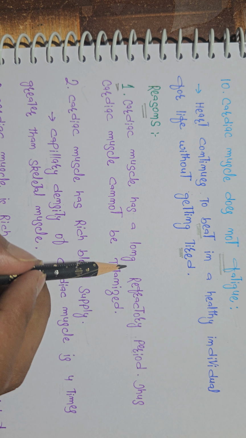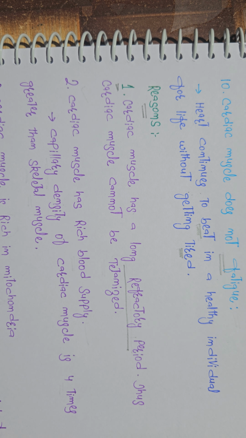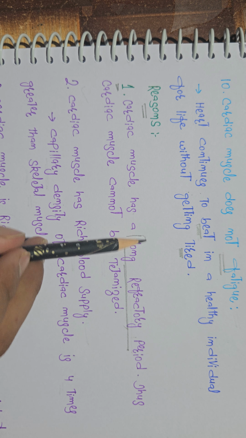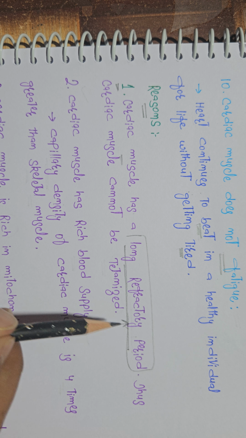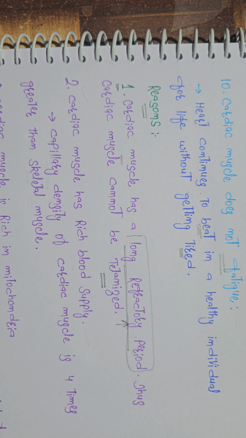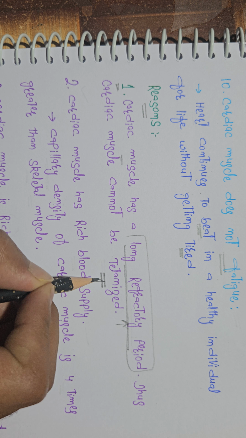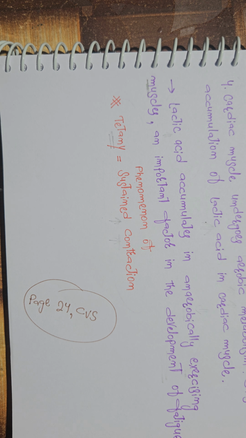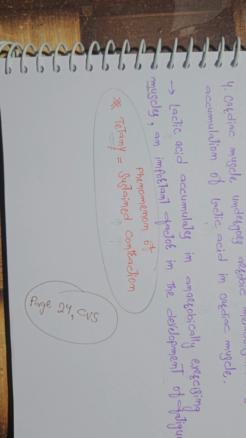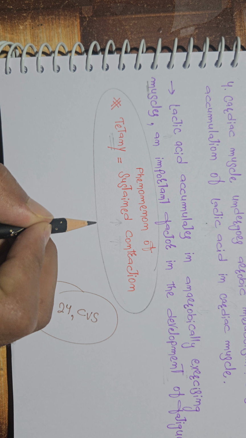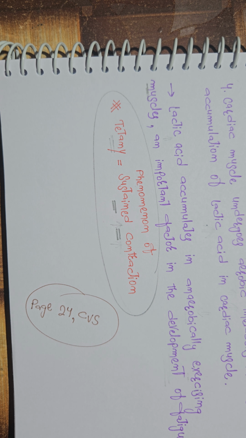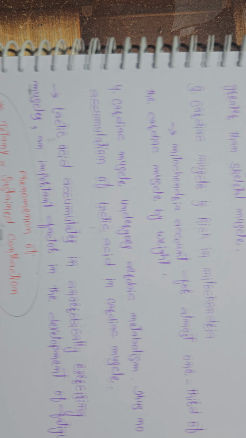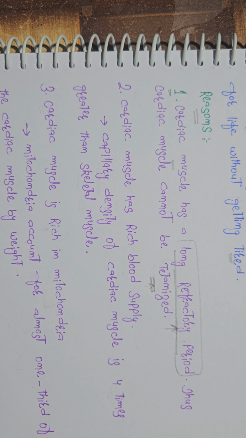Reason number one is that cardiac muscle has a long refractory period. I taught you what this long refractory period is. So due to this long refractory period, cardiac muscle does not fatigue. Due to this long refractory period, cardiac muscle cannot be tetanized. Now what does tetanized mean? Tetanized means the phenomenon of sustained contraction. So heart muscle cannot be tetanized. Heart muscle cannot go into sustained contraction because of the long refractory period. Clear? Because if the heart goes into sustained contraction, the person will die.